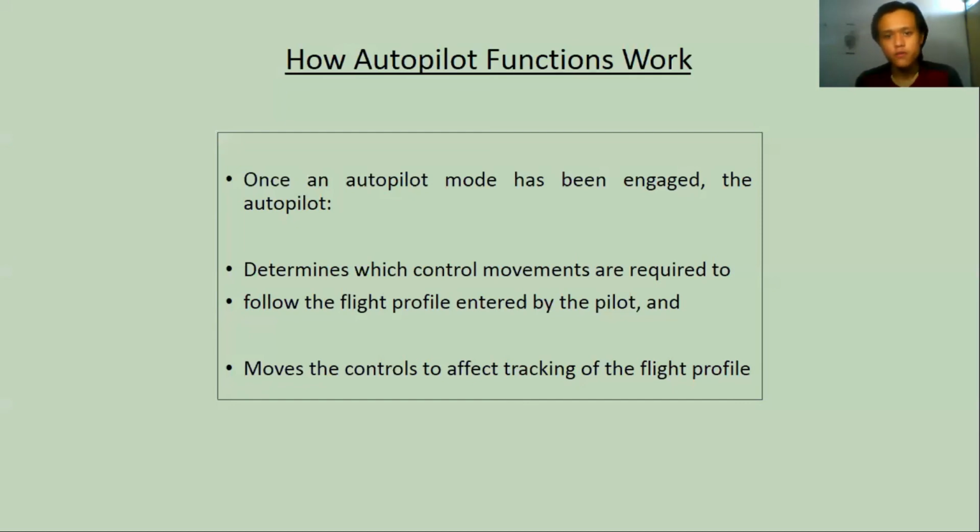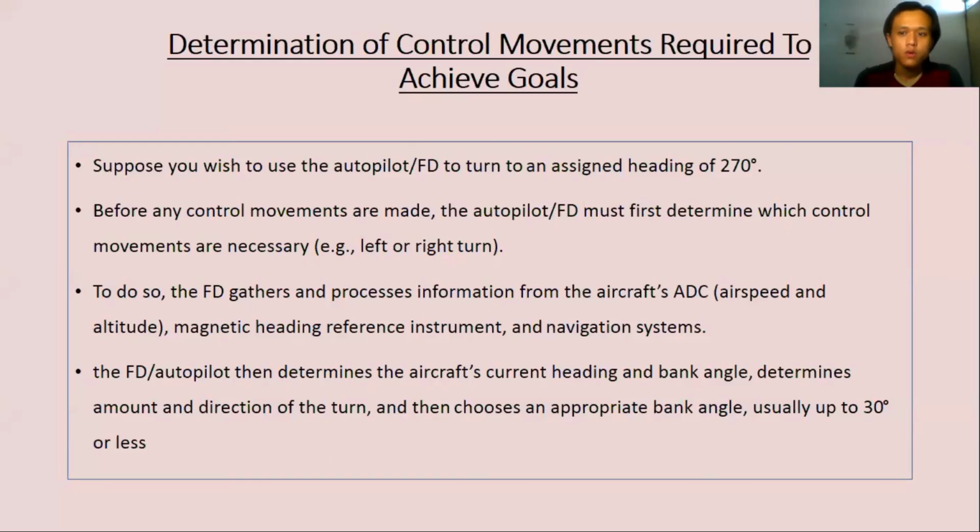So how do autopilot functions work? Once an autopilot mode has been engaged from the cockpit, the autopilot determines which control movements are required to follow the flight profile entered by the pilot and moves the controls to effect tracking of the flight profile. So, once the autopilot is on, how are the control movements required to achieve the goals determined?